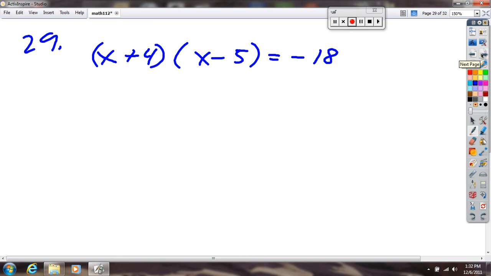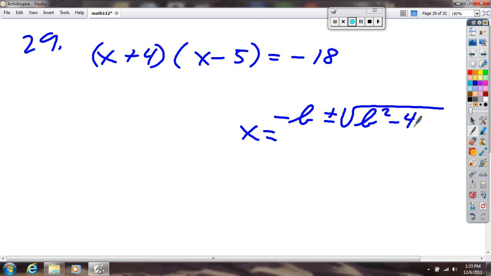Almost done. Number 29. It says use the quadratic formula. Okay? Remember the quadratic formula? X equals negative b plus and minus the square root of b squared minus 4ac all over 2a. Now you need that written down, so if you haven't written it down, write it down before you go on to the problem. Stop the problem and write it down.